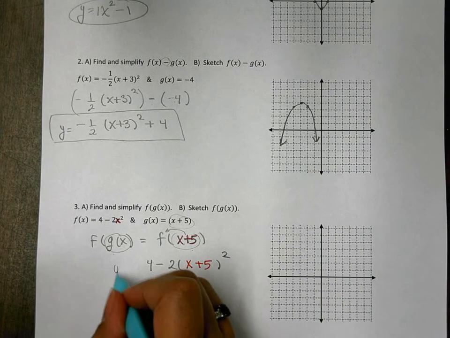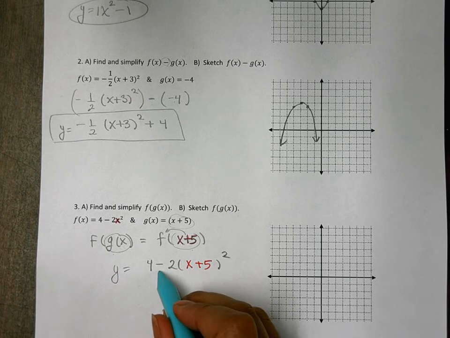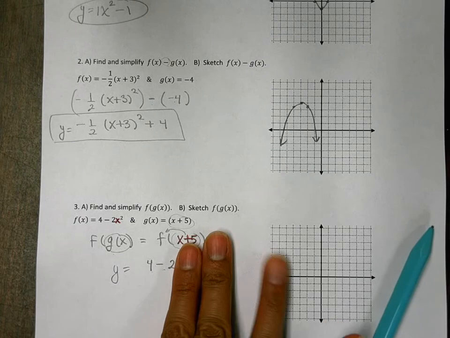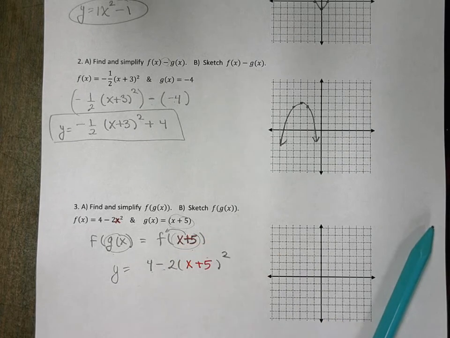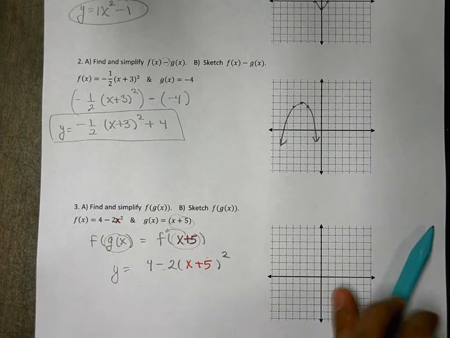Now I cannot distribute again because there's a negative sign there. I cannot even subtract those because those are not like terms. If it was like that, 4 minus 2, sure. But the 2's attached to the x plus 5, so you cannot subtract them.